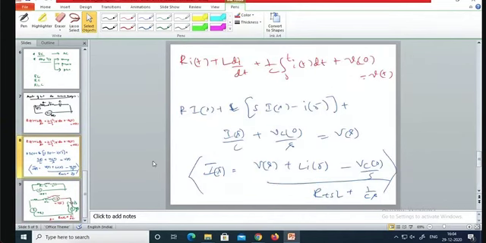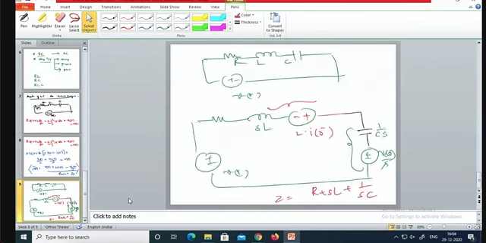So this is I of S is equal to V of S plus L into I of 0 minus VC of 0 by S. The numerator is nothing but the voltage function, and the denominator is nothing but the impedance function. So you can take this as a reference. You can check out how to represent the voltage across the inductor and the voltage across the capacitor.